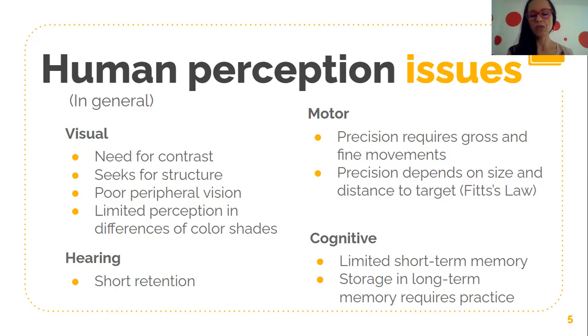And then for motor issues, we know that the perception is touch, right? But I consider here the motor issues because of the movement. We need to move in order to reach for targets in devices or in computers. So what do we need to consider here? Okay, the most important thing to remember here is that the difficulty of reaching a target will depend on the size of the target and on the distance to that target.